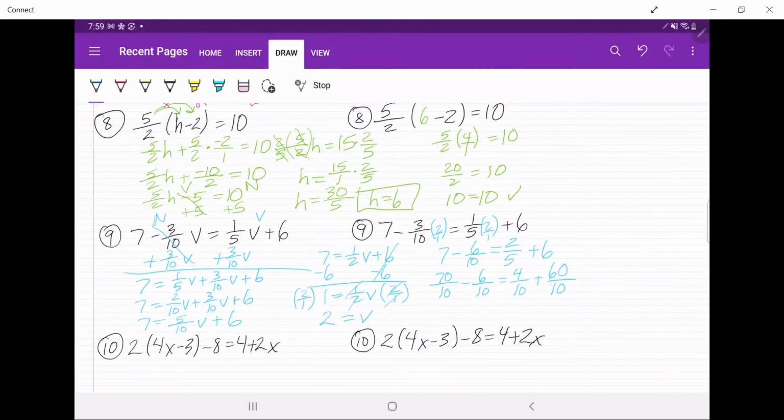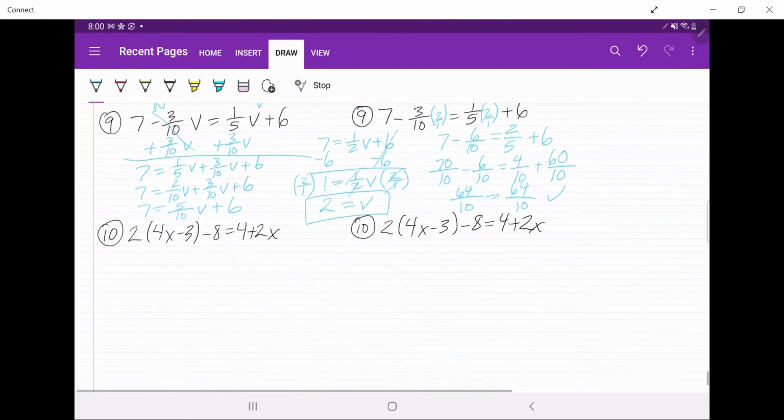So now we have like denominators across the board. 70 minus 6 is 64 over 10, and 4 plus 60 is 64 over 10 also. So we have matching solutions again, and our answer is in fact v equals 2.